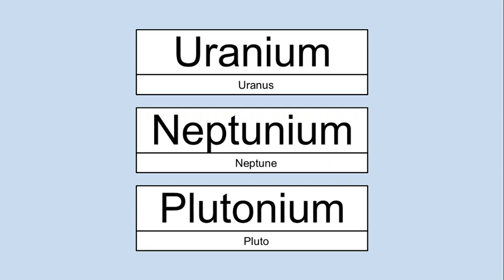Coming to the next one, some elements are named after the planets: uranium, neptunium, plutonium. Uranium's symbol is U. Neptunium's symbol is Np. Plutonium's symbol is Pu. U, Np, and Pu: Uranus, Neptune, Pluto. These three planets are named after the elements.